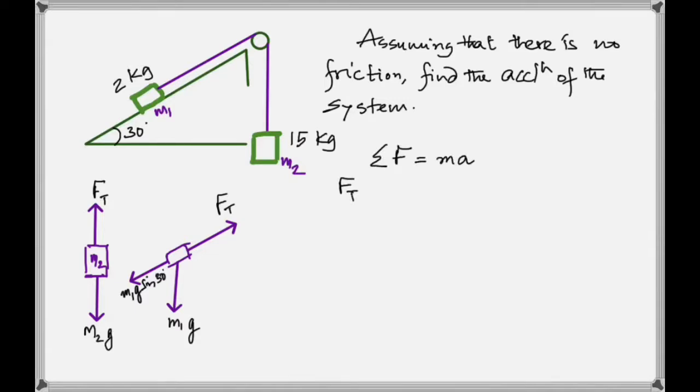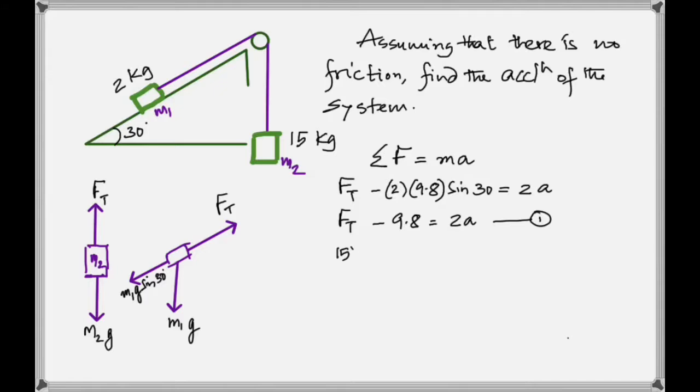Now, according to Newton's second law, the net force is equal to mass times acceleration. And the net force on the 2 kilogram object is Ft towards the right and M1g sine 30 towards the left. So that will be Ft minus 2 times 9.8 times sine 30 is equal to 2 times a. That gives Ft minus 9.8 is 2 times a, which is equation 1.